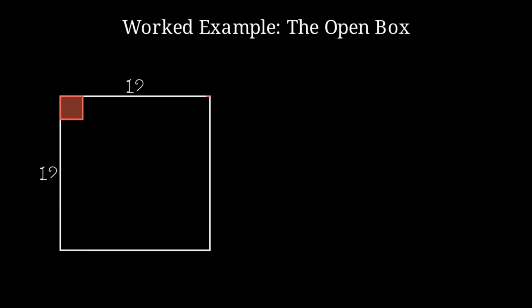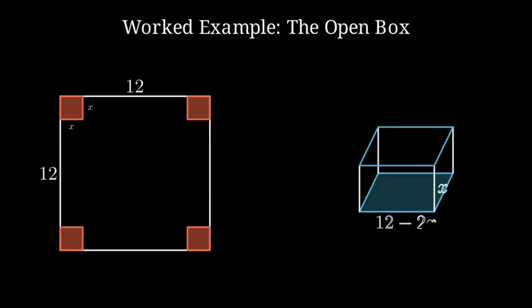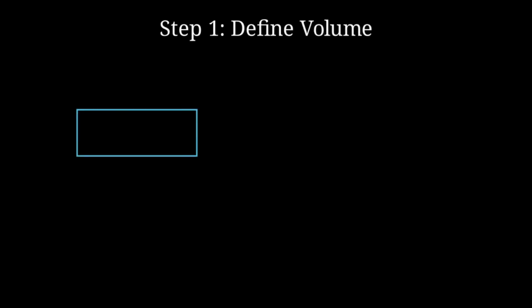Let's try a classic example. We have a 12 by 12 inch sheet of cardboard. We want to cut equal squares of size x from each corner and fold up the sides to create an open box with the maximum possible volume. Our objective is to maximize volume.